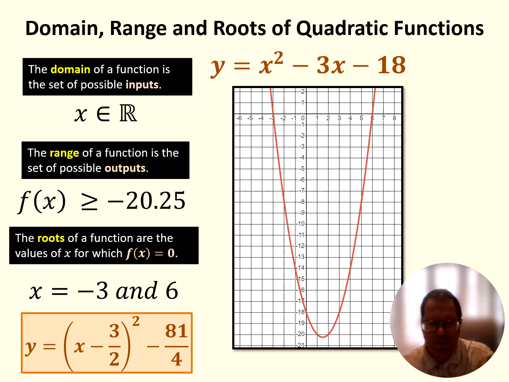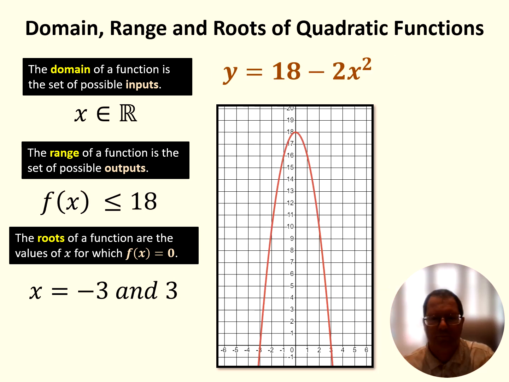Similarly, for this graph, I've completed the square. The minimum value of y is -81 over 4, or -20.25. So again, the range is f of x is greater or equal to -20.25, and it crosses the x-axis at -3 and 6.